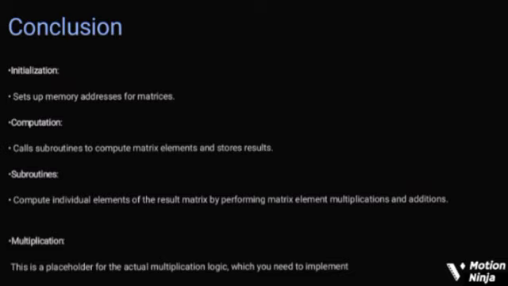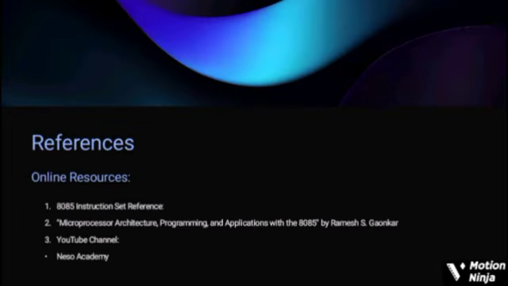The next point is subroutines. Compute individual elements of the result matrix by performing matrix element multiplications and additions. Subroutines are responsible for computing each element of the resulting matrix. They perform operations like matrix element multiplications and additions necessary for generating the final output. The final point is multiplications. This is a placeholder for the actual multiplication logic which you need to implement.